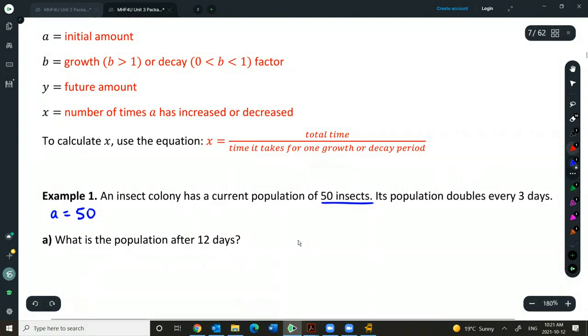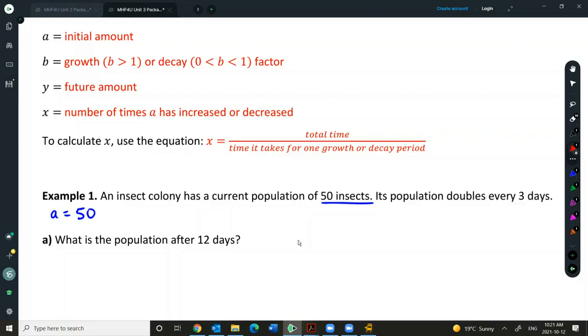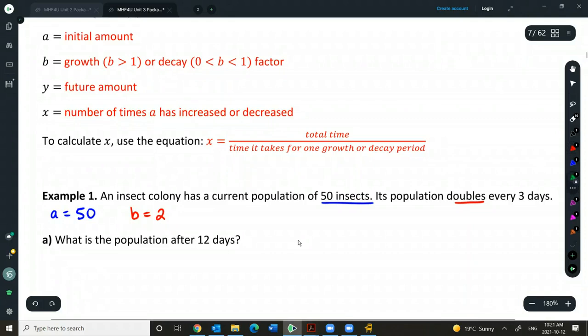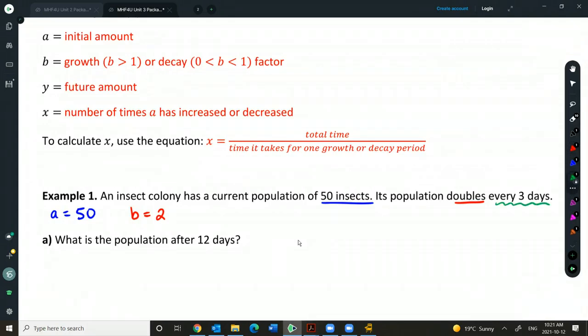Okay, what else do we know? The growth factor. Which is? Doubles every 3 days. Okay, so we know that b is 2 because it doubles. The every 3 days part, that's going to help us with x. X is sort of the things that have to do with time. So that means that after 12 days will also give us some information about x.